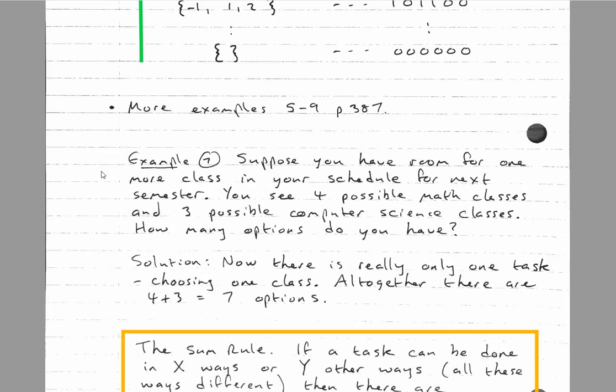All right, so you have room for one more class, 4 possible math classes, 3 possible computer science classes. So do you have 12 options? No, you only have 7. So in this case, there's only one task. You're only choosing one class, but there are 4 options here, 3 options here. So you're just adding in this case.